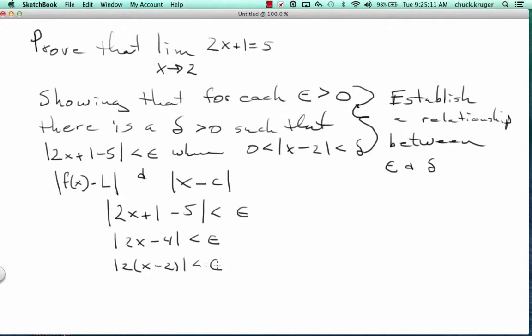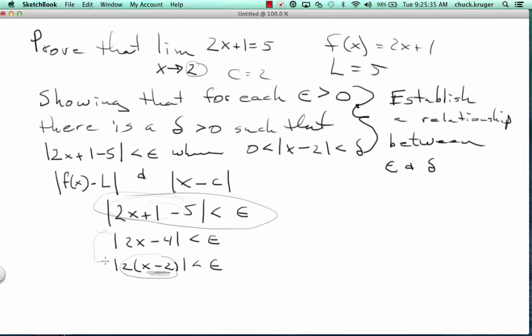Now, I want to manipulate this algebraically so I get this x minus c. c is 2 here. f of x is 2x plus 1. My limit is 5. So I have taken this part right here and got it in terms of x minus c. Because the absolute value of 2 is 2, I'm going to have the absolute value of x minus 2 less than epsilon divided by 2.